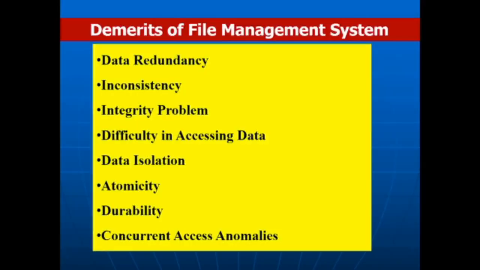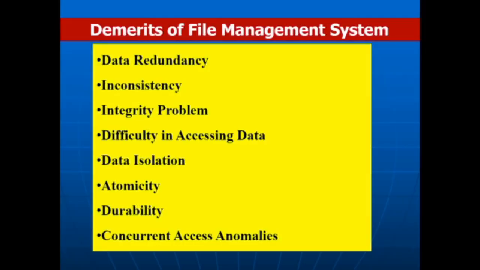We have some demerits or drawbacks of file management system. In order to overcome the limitations of file management system, we are looking for a better system, that is going to be a database system. So what are the demerits of file management system? Let us discuss one by one. Data redundancy, data inconsistency, integrity problem, difficulty in accessing data, data isolation, atomicity, durability, and concurrent access anomalies. These are the limitations of file management system.